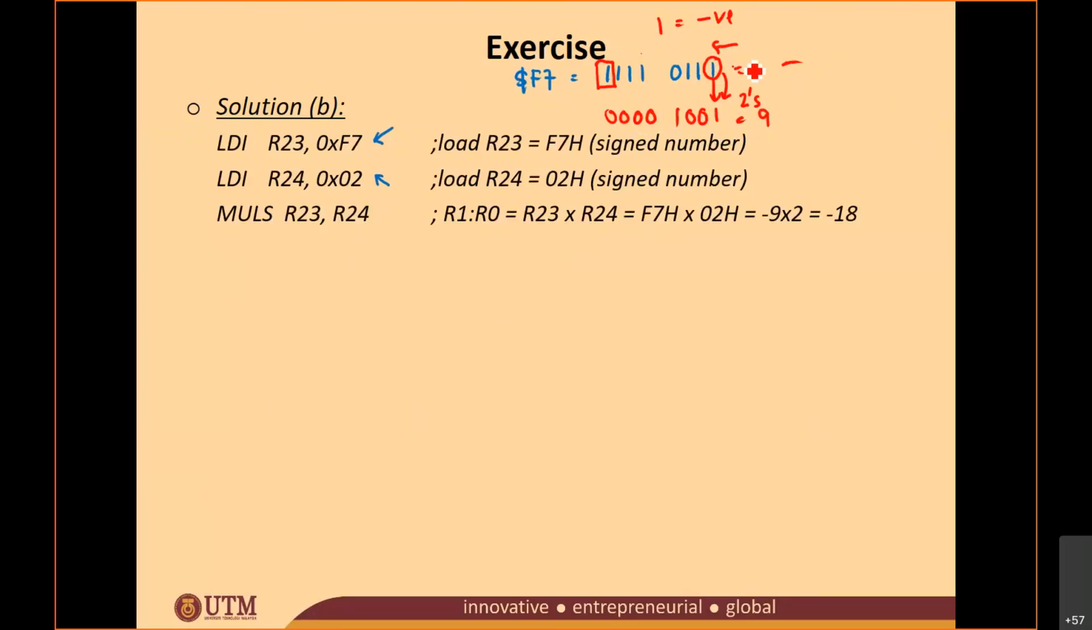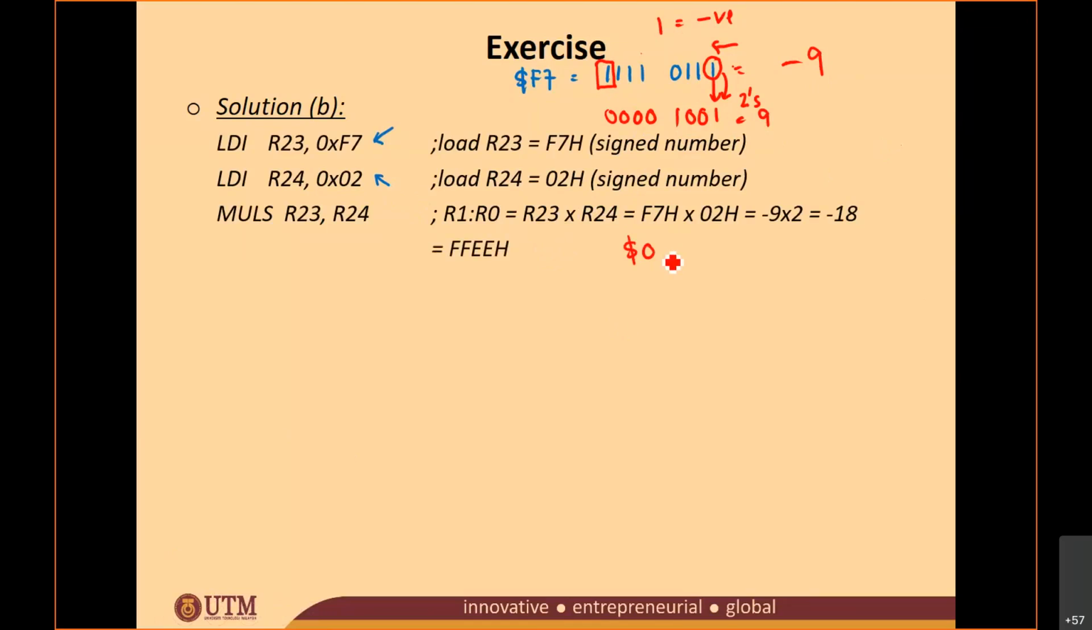Since this is a negative, this is a negative 9. F7 is actually negative 9. Next we're going to check the second number here. Where should I put it? I put it here. Alright, so 02.